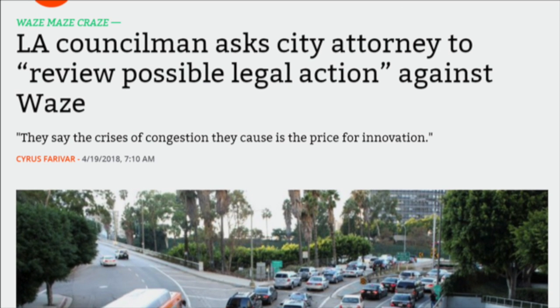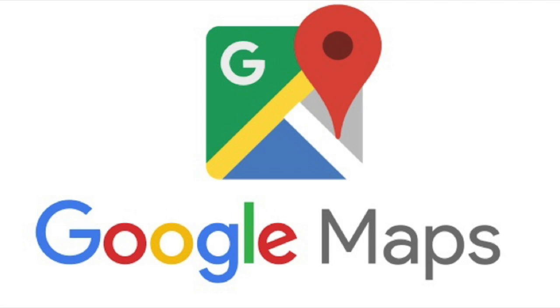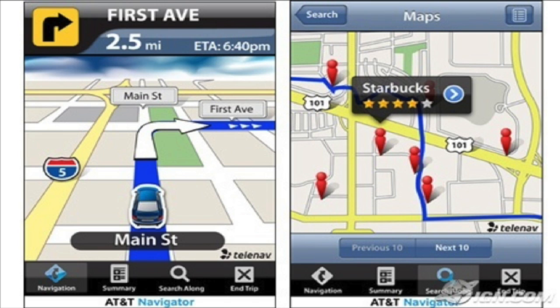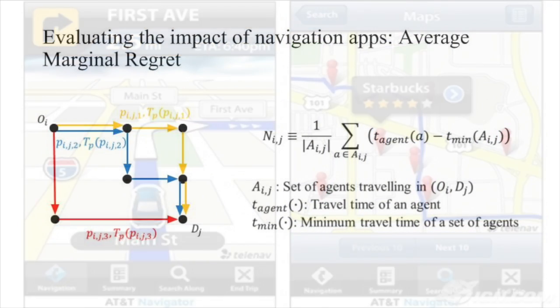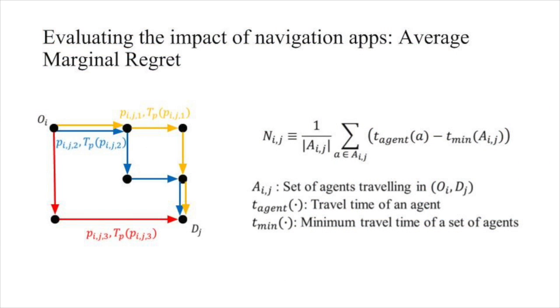quality of local residents. Our project aims to investigate how the route choices of vehicles change with the increased usage of navigation apps. Based on Nash distance theory, an indicator has been created to represent this kind of impact. It is defined as average marginal regret. Average marginal regret for an OD pair is the average travel time difference between a vehicle and the minimum travel time for the OD pair.